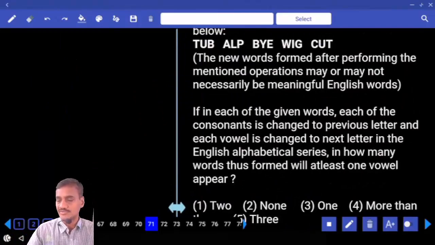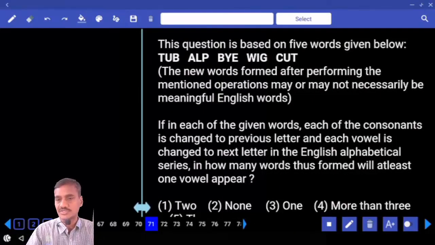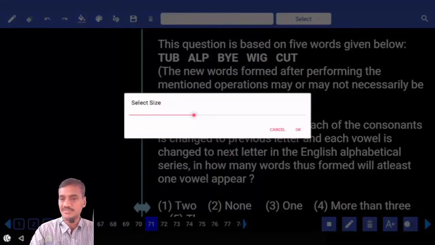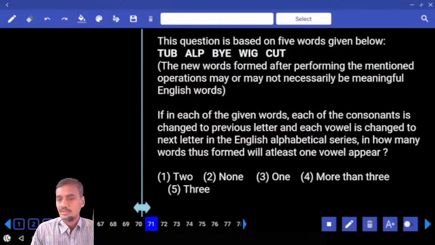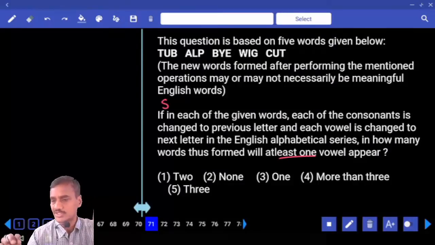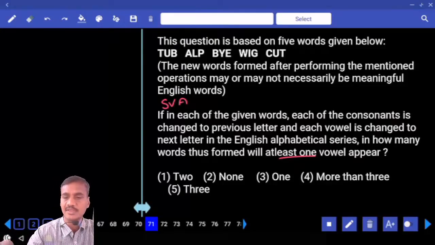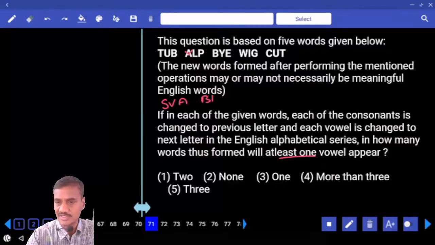Now question number 71 is based on a set of words. In each of the given questions, each consonant is changed to the previous letter, and each vowel to the next letter. How many words found will have at least 1 vowel? T minus 1 is what? S. And U plus 1 is V, and V minus 1 is U. A is a vowel, A plus 1 is B. L minus 1 is K. And P minus 1 is O.